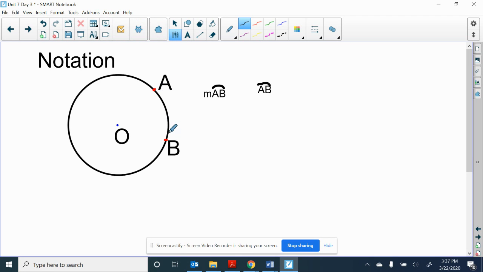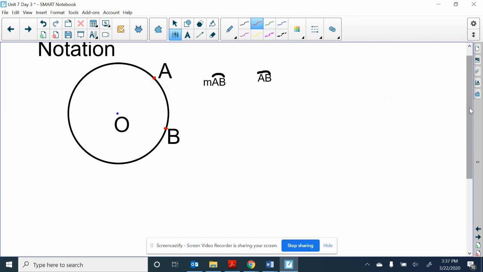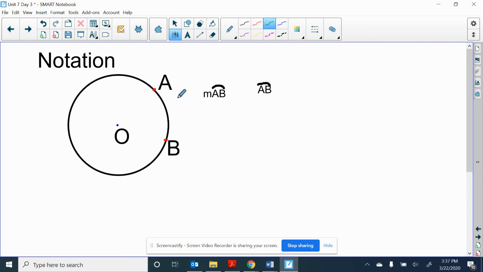Now, if I were to say arc AB, which arc am I talking about? Am I talking about the minor arc or the major arc? So the minor arc, of course, goes from A to B like that. That's the minor arc. The major arc goes all the way around the circle in the other direction. So let's see how well I can trace the circle with my mouse pad. This is much better than I thought it was going to be. All right, that's pretty good. So the green is the minor arc, the blue is the major arc.